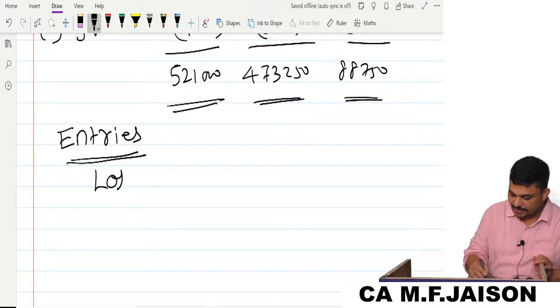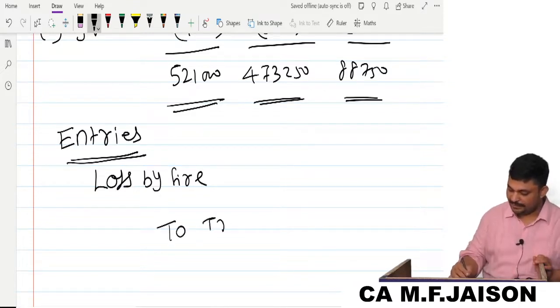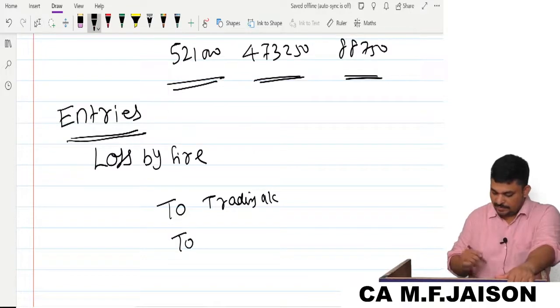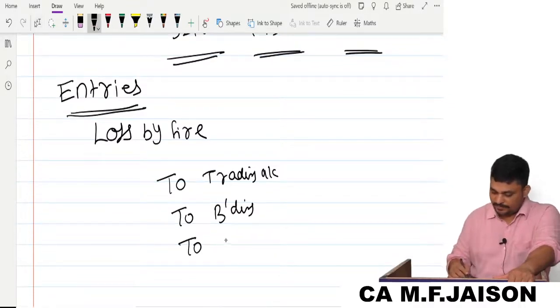It is loss by fire. Loss by fire to trading account, to building, to stock, to equipment.